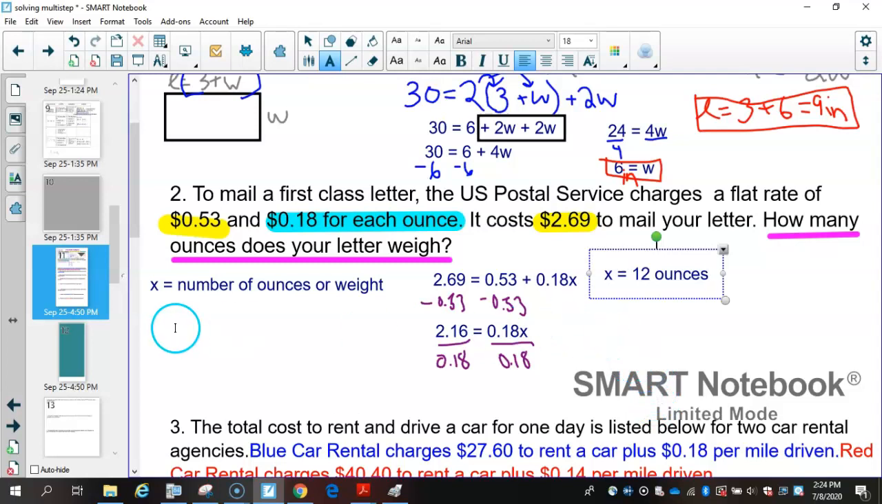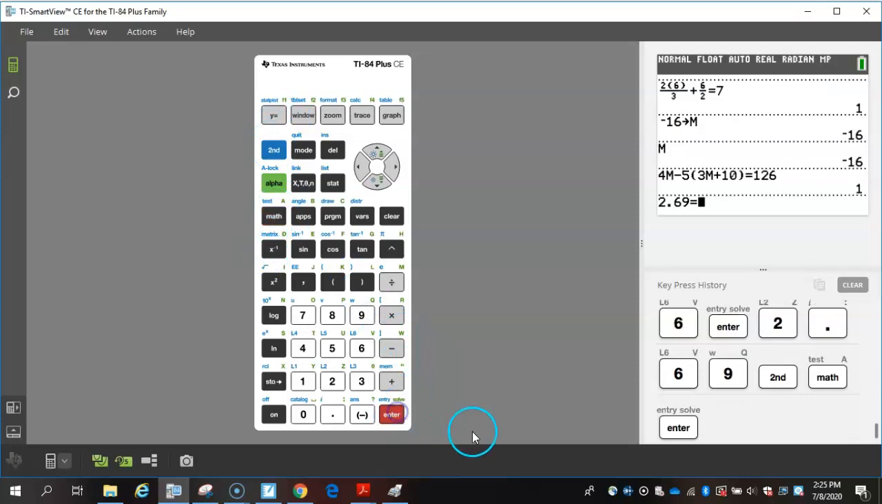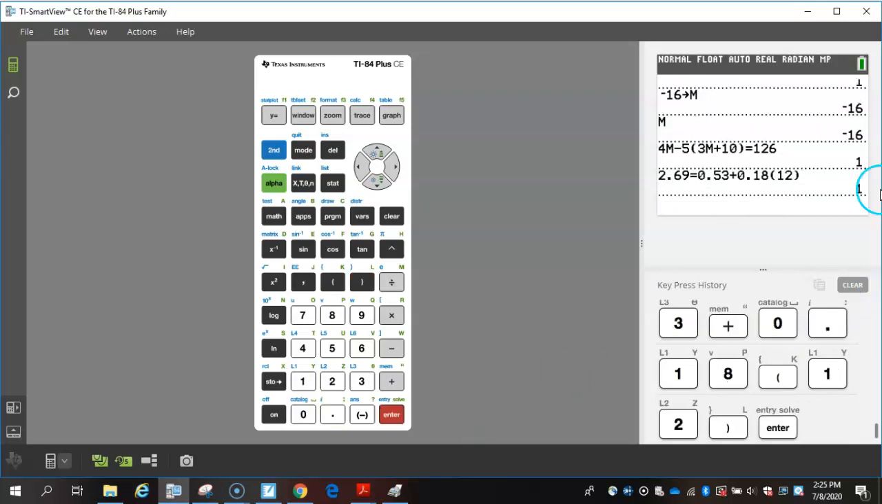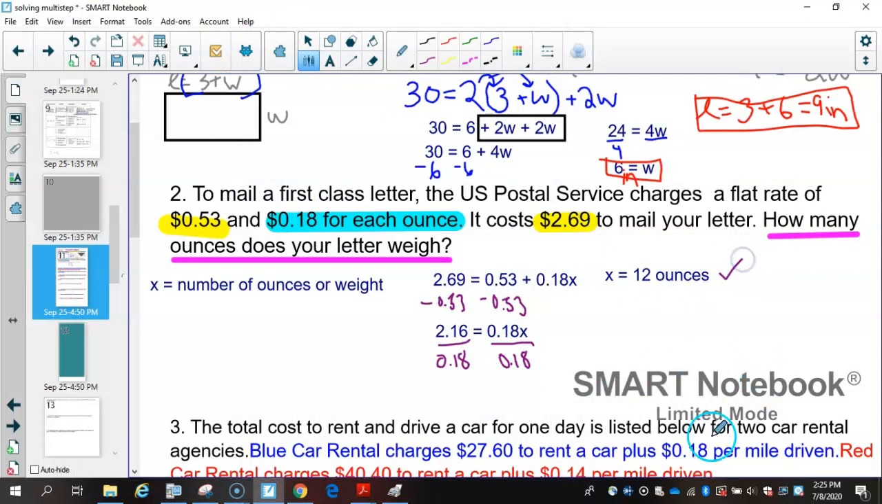Now let's double check this, make sure it works out correctly. I'm going to put this into our calculator this time. 269 equals 53 cents plus 18 cents times 12. And we got a 1. This is correct. Right, so our final answer was 12 ounces.